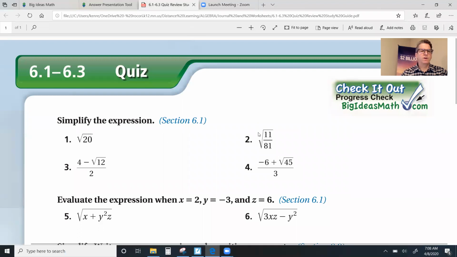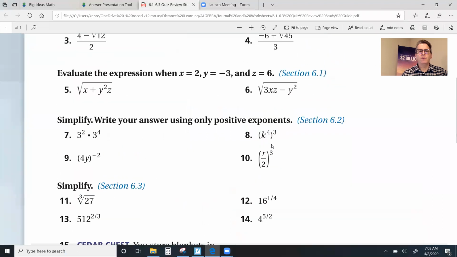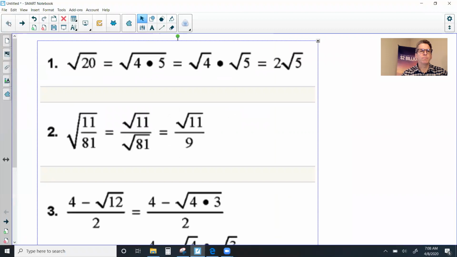Okay, so we did this quiz yesterday, the 6.1 to 6.3 quiz. We did 1 through 14. Let's go through them now, starting with number 1.